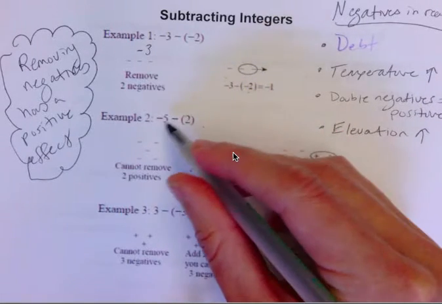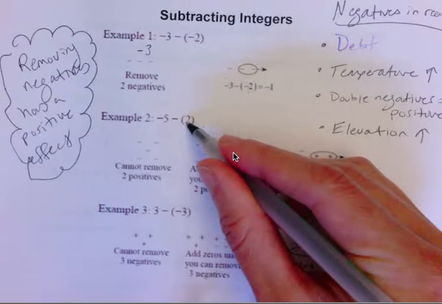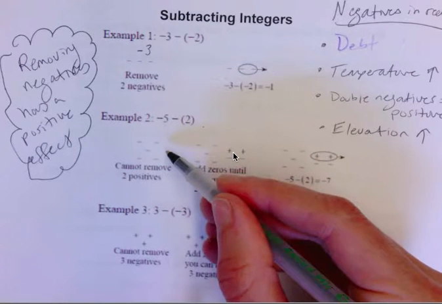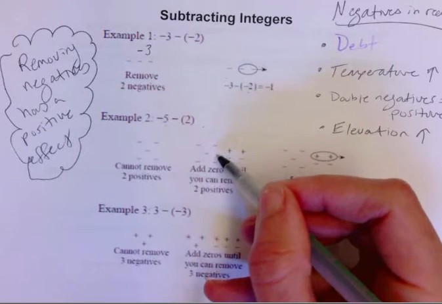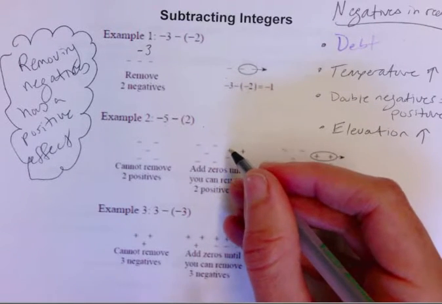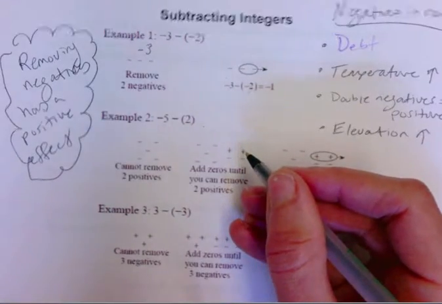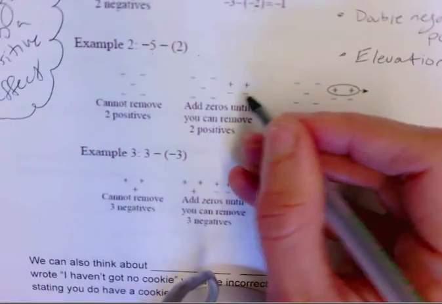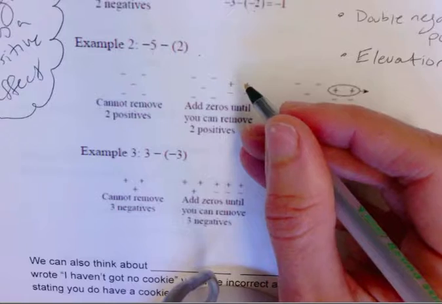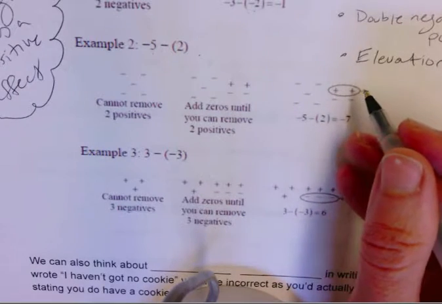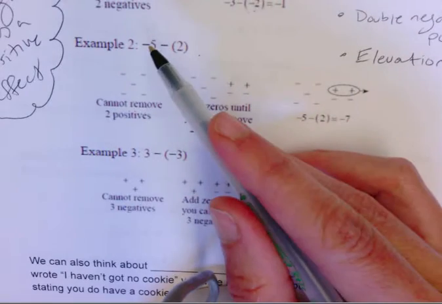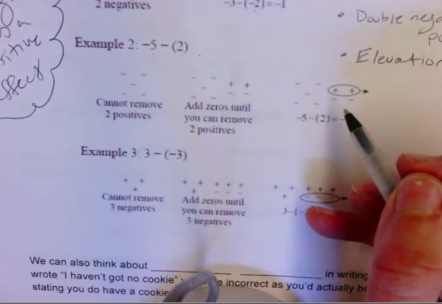Example 2, we have negative 5, and we want to take away 2 positives. That's a little bit different because if I draw 5 negatives, I don't have 2 positives here to take away, but I can add them by adding zeros. If I add 2 positives and 2 negatives, then this is still a picture of negative 5, but now I have enough positives that I can take away 2 positives. And when I take away 2 positives, I can see that I have 7 negatives remaining. So I can see really clearly here that negative 5 minus 2 gives me negative 7.